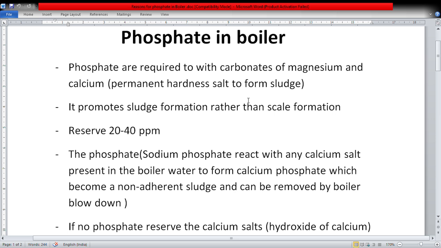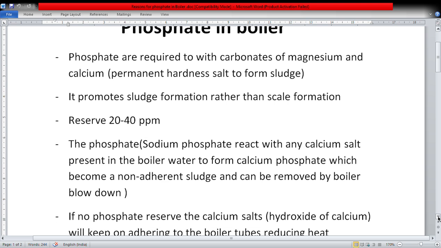is that because of the chemicals that we are adding, they stick on the tubes and form what is known as scale. Scale is very dangerous, because over a period of time it will reduce the efficiency of your boiler, because heat transfer gets reduced, and heat is very significant in a boiler. So phosphate promotes sludge formation rather than scale formation. It has a reserve of 20 to 40 ppm that we are supposed to maintain.